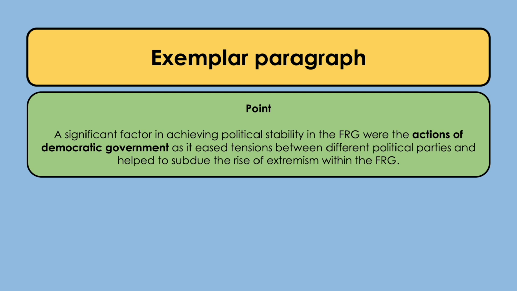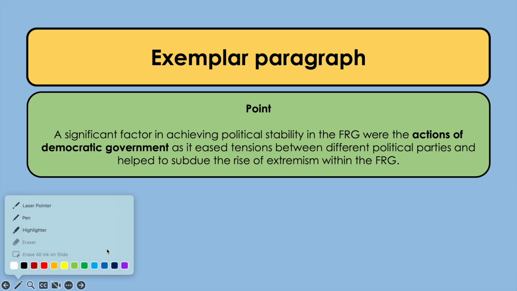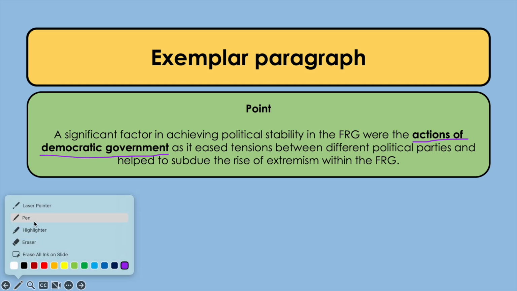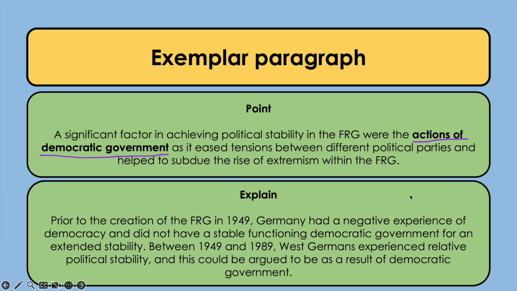So what I've done there, if I get my pen back out, is I have mentioned my factor in my first sentence there. So the actions of democratic government. So the examiner already knows, just from reading that first sentence of my paragraph, what factor I am going to be discussing. And I've given just a very, very brief explanation of why. Of course, the next section is where we're going to say a little bit more about the why. So here's the explain part.